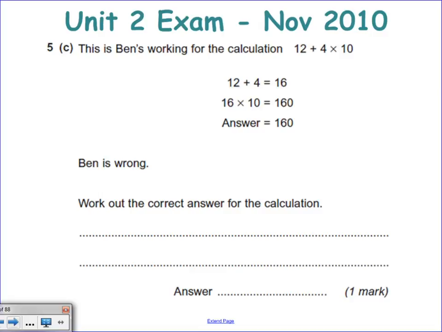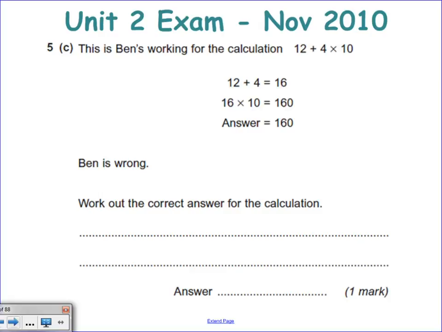Here is an example of how they're going to check your understanding of BIDMAS. This is a pretty standard example of what they might do. So Ben's working for the calculation, 12 plus 4 times 10. So what he's done is 12 plus 4 is 16, 16 times 10 is 160, and he's given the answer 160. Ben is wrong. Work out the correct answer for 1 mark. So you could actually just write the answer on that answer line, but you might want to show them the correct way of doing it.